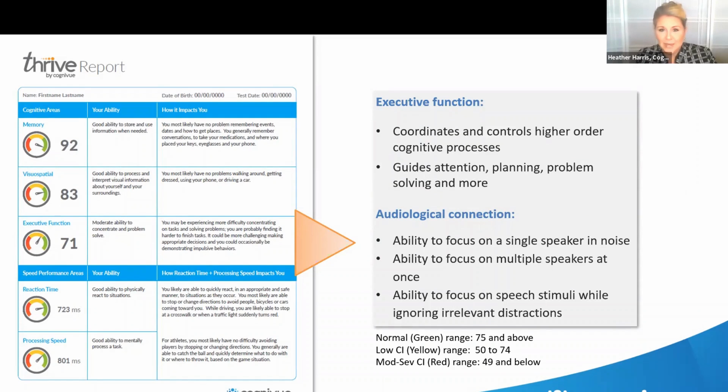The next key domain is executive function. Executive function coordinates and controls higher order cognitive processes. It guides attention, planning, problem solving, and more. The audiological connection is the ability to focus on a single speaker in noise, the ability to focus on multiple speakers at once, and the ability to focus on speech stimuli while ignoring irrelevant distractions. Again, take note of the different ranges.